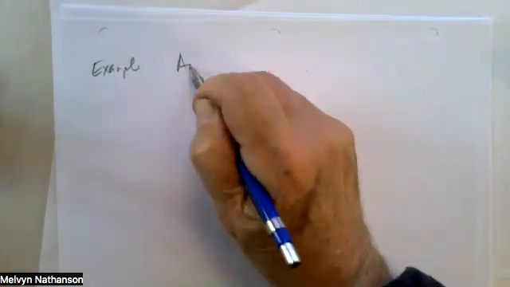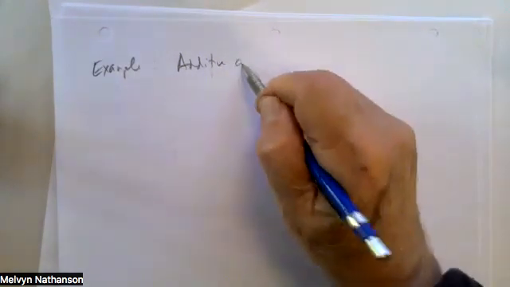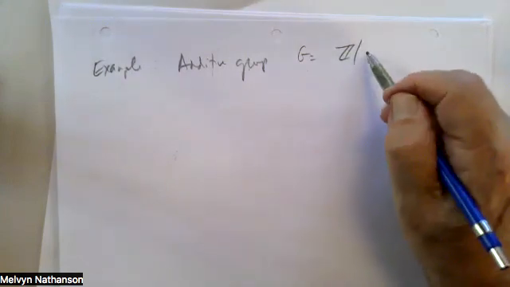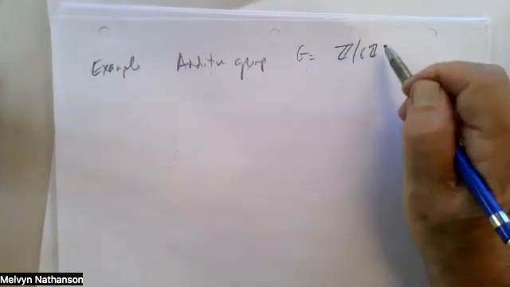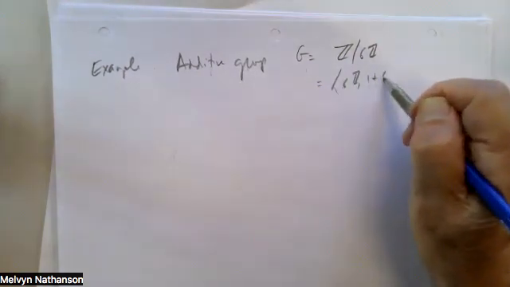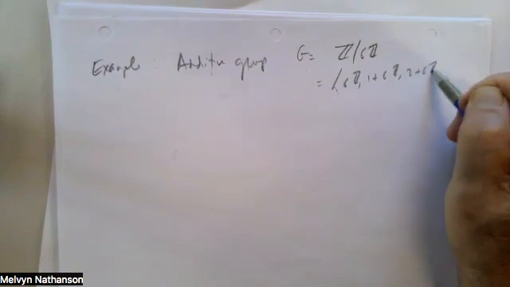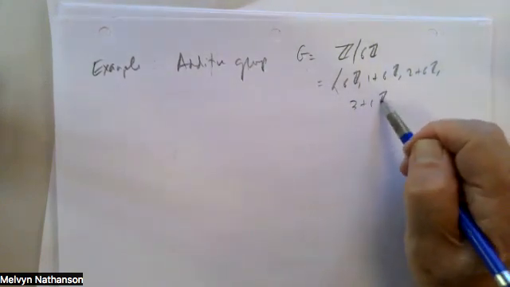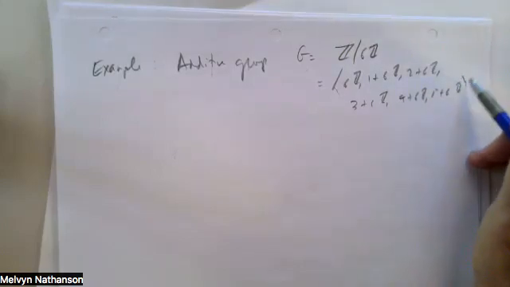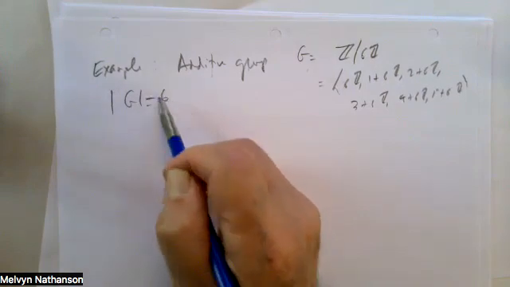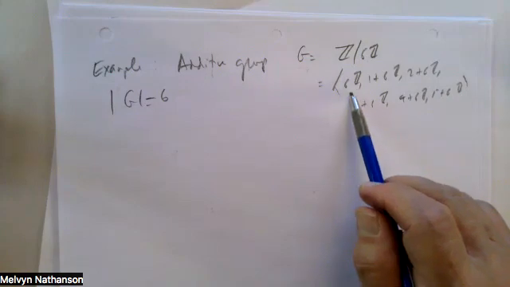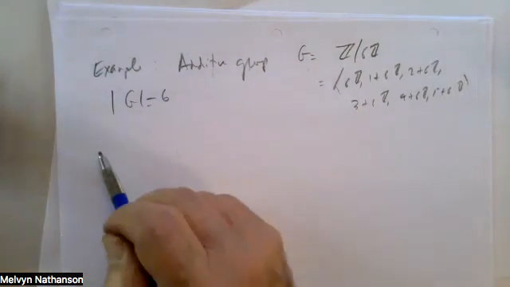Suppose I take the additive group G to be the congruence classes mod 6. So this consists of the classes 6Z, 1 plus 6Z, 2 plus 6Z, 3 plus 6Z, 4 plus 6Z, 5 plus 6Z, right? The order of G is equal to 6. This additive group consists of 6 congruence classes.